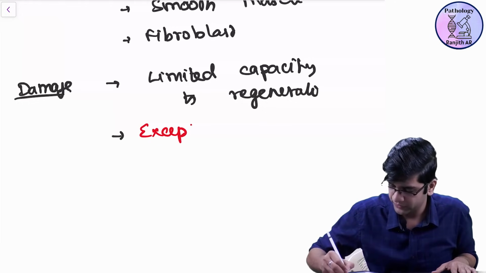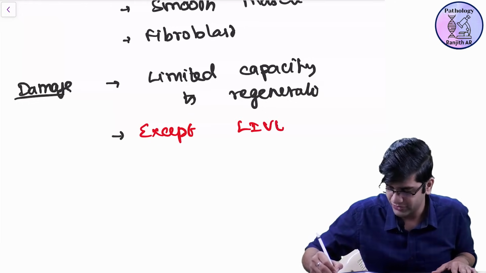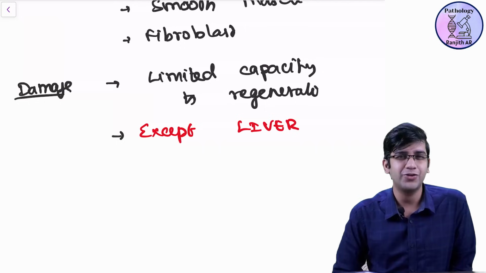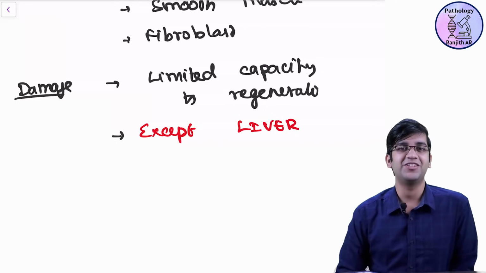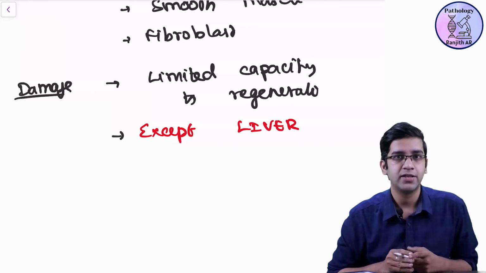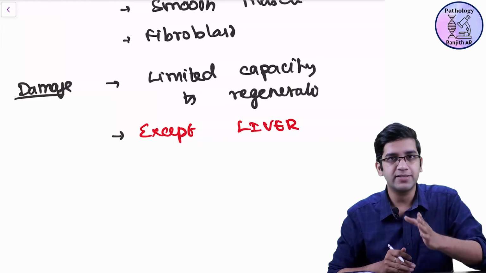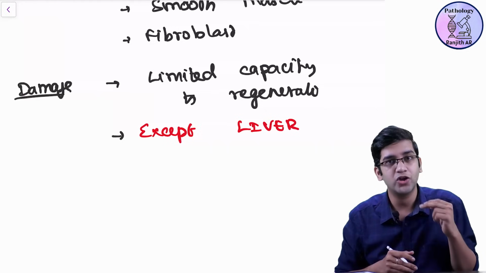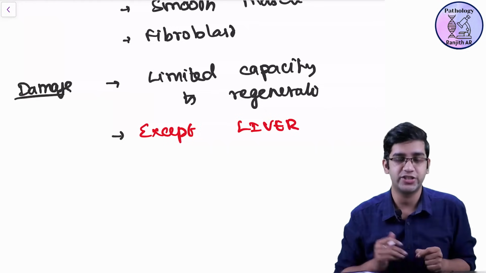Exception, you guys know that. Exception is liver. Liver has a tremendous capacity to regenerate. It's one of the best organs which can come back to normal even if you kick it to the ground, right? Like your Phoenix bird, right? They're going to come back to normal. That's about stable cells. So we saw labile cells, we saw stable cells. One more thing which is left is my permanently divided cells, or we call them terminally differentiated cells.